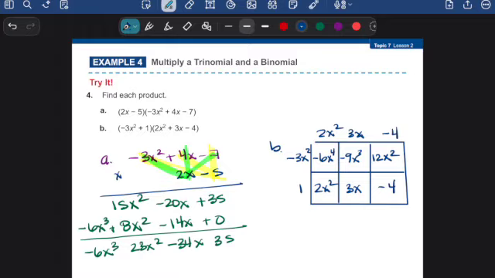And then to write our final answer, we'll start in the upper left corner, work our way down to the lower right, and make sure we combine our like terms. So I'll have negative 6x to the fourth, negative 9x cubed, okay? And then I do have like terms with my x squareds. So 2x squared plus 12x squared is 14x squared. And I have 3x, and then I have negative 4. It's still in standard form, highest exponents first, and my constant is last.